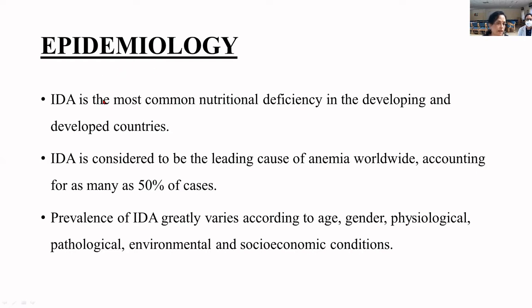So IDA here stands for iron deficiency anemia. Okay. So most common nutritional deficiency in developing and developed countries. So leading cause of anemia worldwide. So this accounts for 50% of cases. So prevalence greatly varies according to the age, gender, physiological, pathological, environmental, and socio-economic conditions. See, developing country as well as developed countries.